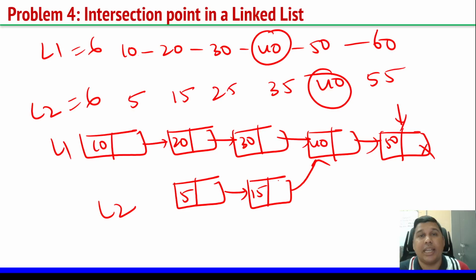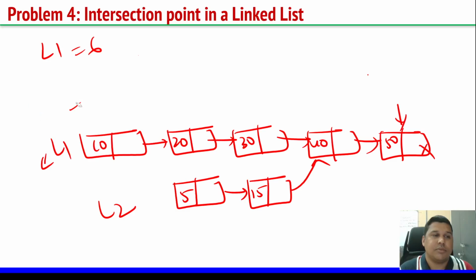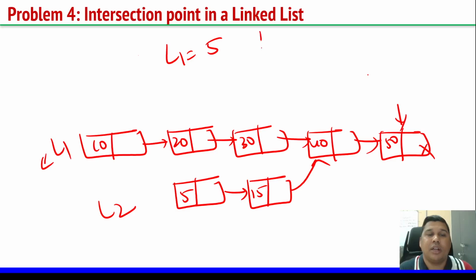You will find out the length of both the lists. What is the length of the list here? 1, 2, 3, that is 5. So in this case, I will erase this part. L1 is 5, L2 is 4. You are reaching the end of the list, right?